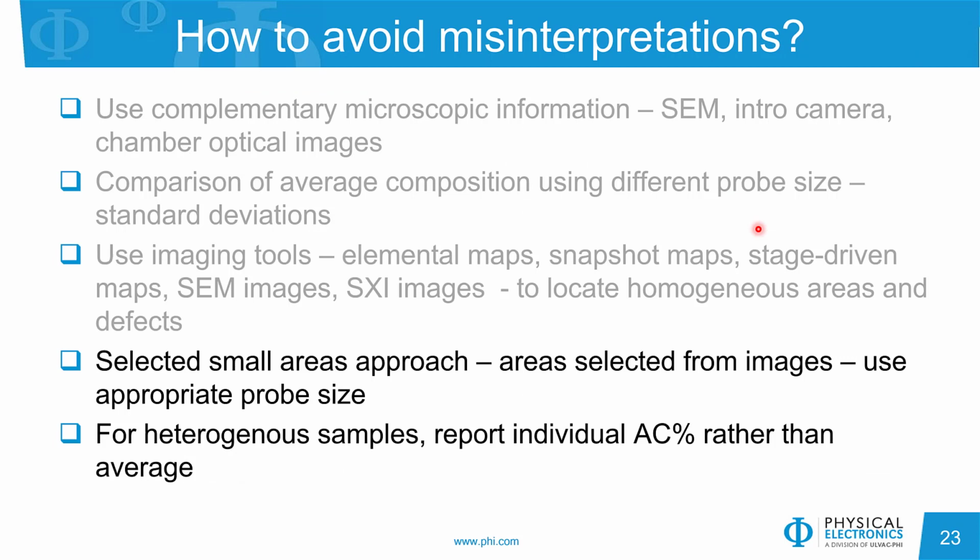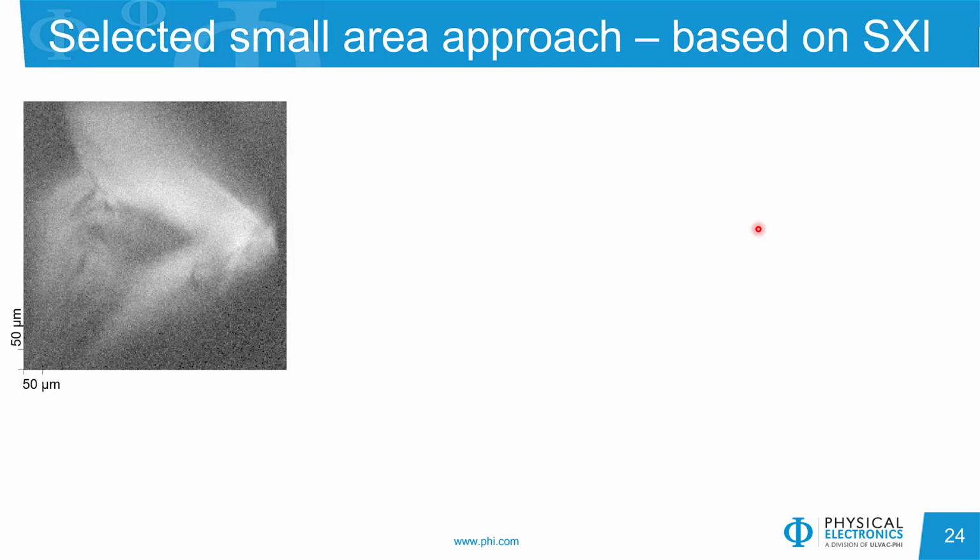So now that we've talked about these imaging tools, of course, the next step would be to acquire spectra. The goal of us is to acquire high-resolution spectra to learn the chemistry and atomic composition. So we can use those imaging tools to select the area for analysis, keeping in mind our appropriate X-ray probe size. Keeping in mind also that often average concentration does not tell a full story. You may need to report individual atomic composition from selected areas.